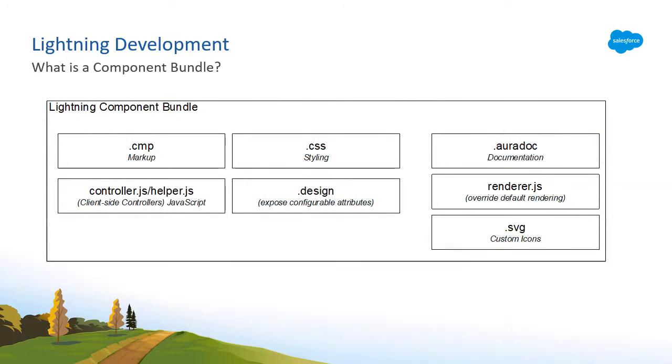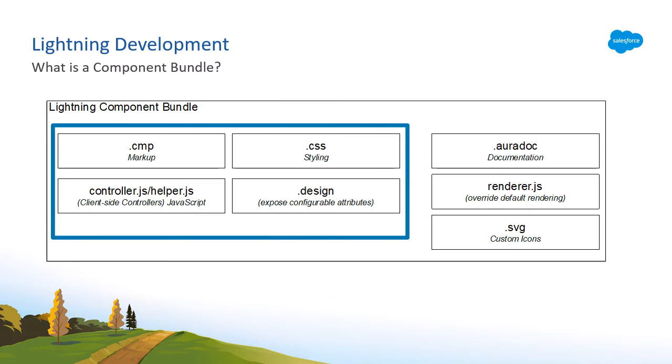So what is a component bundle? It's sometimes good to point out. It's just a bundle of files that are going to contain the UI elements with your markup and your styling. You're going to have some controller files, so there's a controller and a helper that can both handle that logic. And then you're going to have some extra files too. You can document your component, which you should absolutely do. You have the option to plug into the rendering cycle, so you can do some custom rendering. And you can create a custom icon for your users. But in general, your bread and butter, where you're going to be working, is those 4 kind of files.